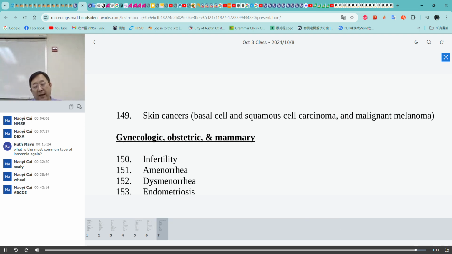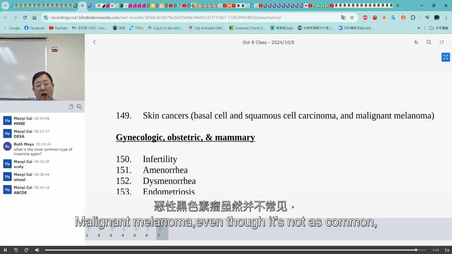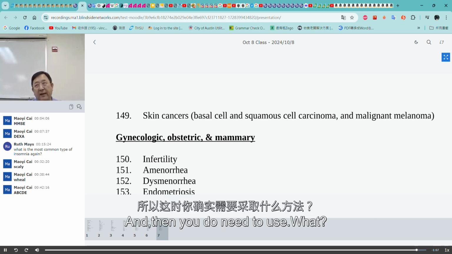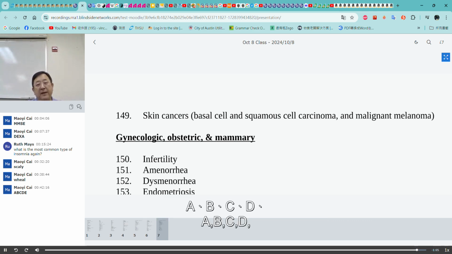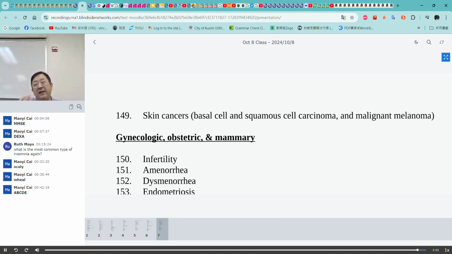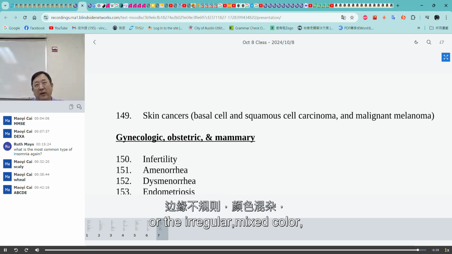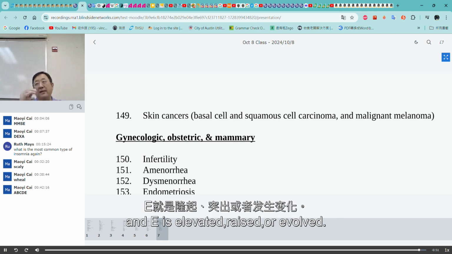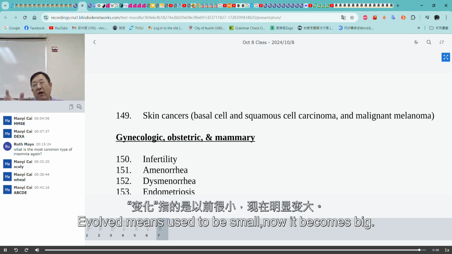So malignant melanoma, even though it's not as common, is the most deadly skin cancer. You do need to use this A, B, C, D, E method to screen the skin. Asymmetrical, border irregular, mixed color, diameter bigger than 1/4 of an inch, and E is elevated, raised, or evolving. Evolve means it used to be small, now it becomes big.